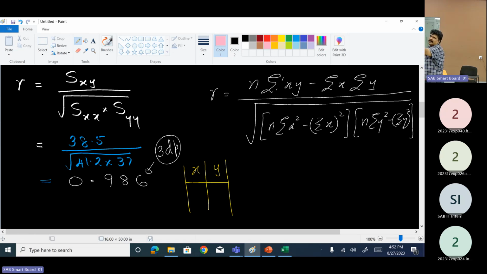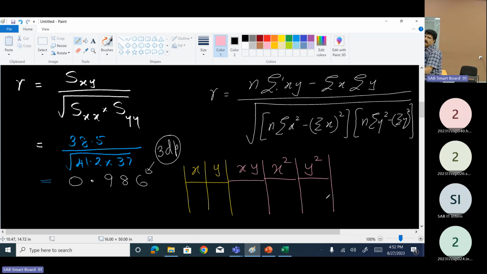Whatever the sigma needed, the corresponding column. Sigma xy needed, so we need the xy column. Sigma x needed, x is already there. Sigma y needed, y is already there. Sigma x squared needed, we don't have, so we have to develop x squared. Sigma x whole thing squared, x needed, x is there. Sigma y squared, we don't have, so we have to develop y squared. Sigma y whole thing squared, y is there. So just 3 columns we have to develop: xy column, x squared column, y squared column. And we need all these totals.